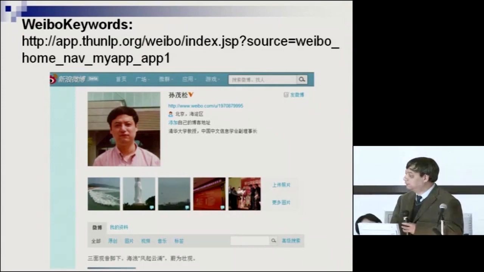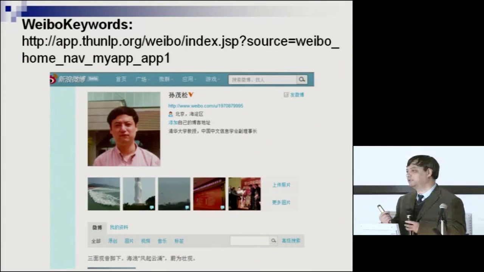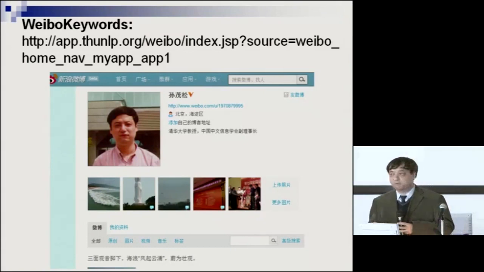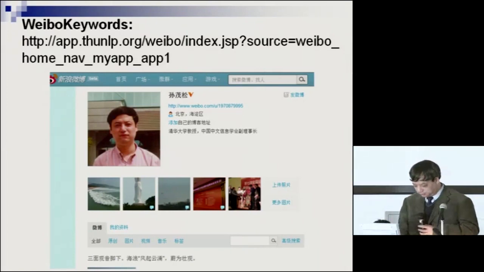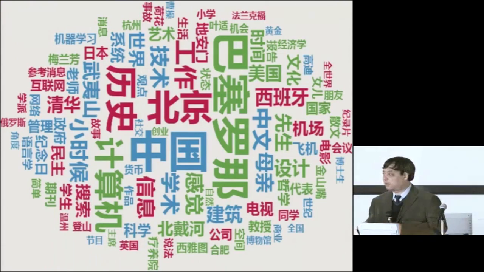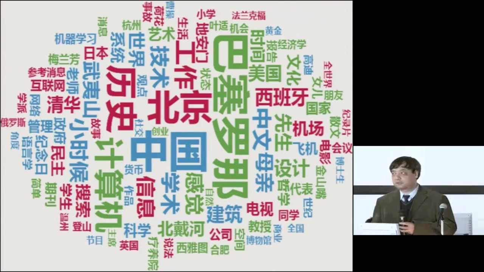Every day you can see millions of users joining this system. So we have developed a keyword extraction application in the Sina microblogging system. The task of the system is, given a user, this is me, the system will get the 200 most recently posted microblog articles of that user, then extract keywords from these 200 articles, then give a cloud composed of these keywords. This is the keyword cloud for me.